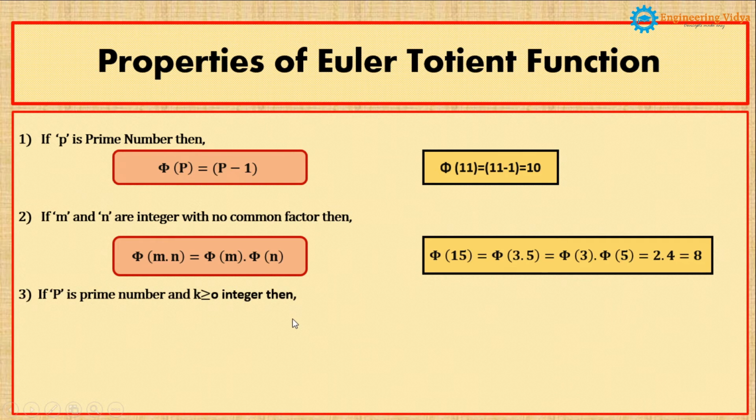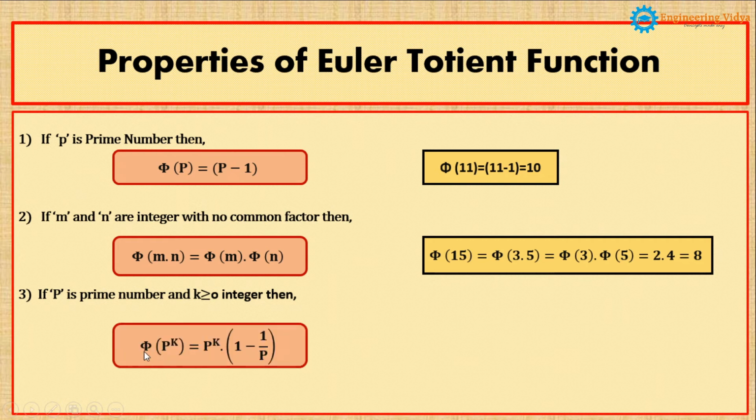Now see the third property. The third property says that if p is a prime number and k is an integer greater than or equal to 0, then you can write phi of p^k is equal to p raised to k into 1 minus 1 upon p. This is a very important property.